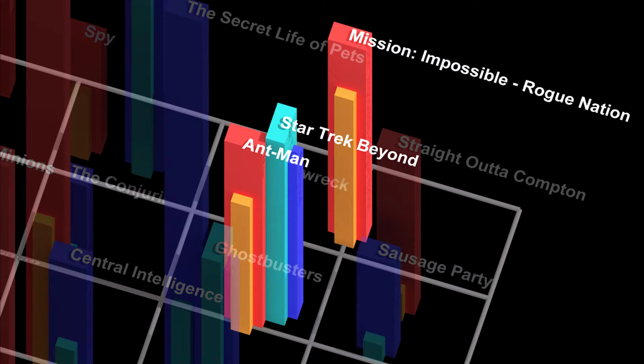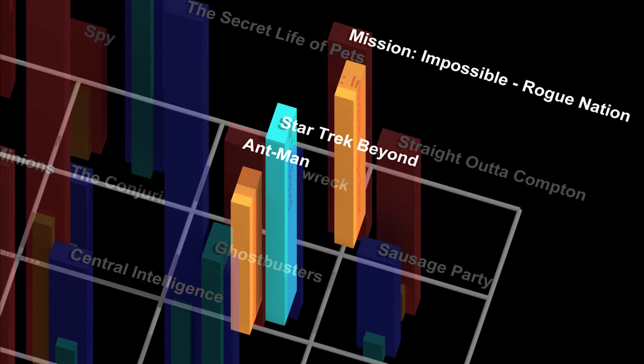Both movies were large franchise films, released around the same time with similarly positive reviews. This comparison suggests that it would have been difficult for Star Trek to make significantly more than its budget, barring unlikely circumstances. Ant-Man and Mission Impossible were profitable because their budgets were both millions of dollars less than Star Trek's.